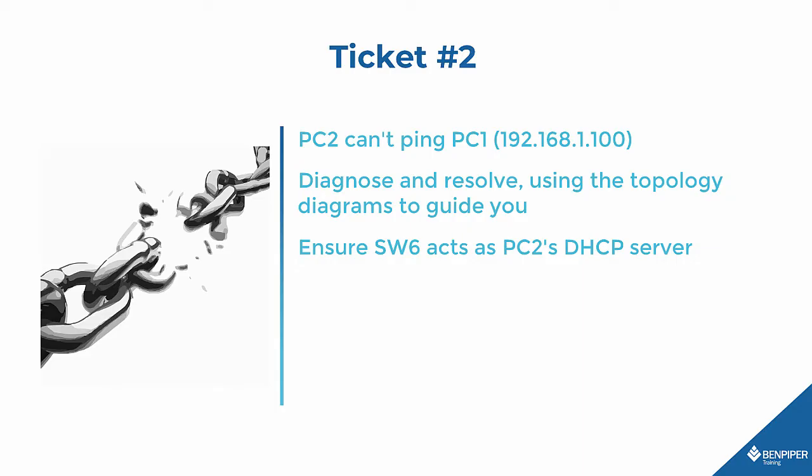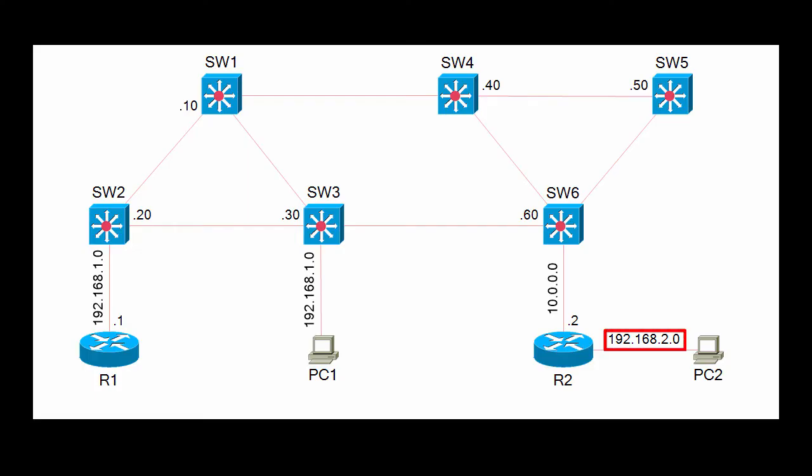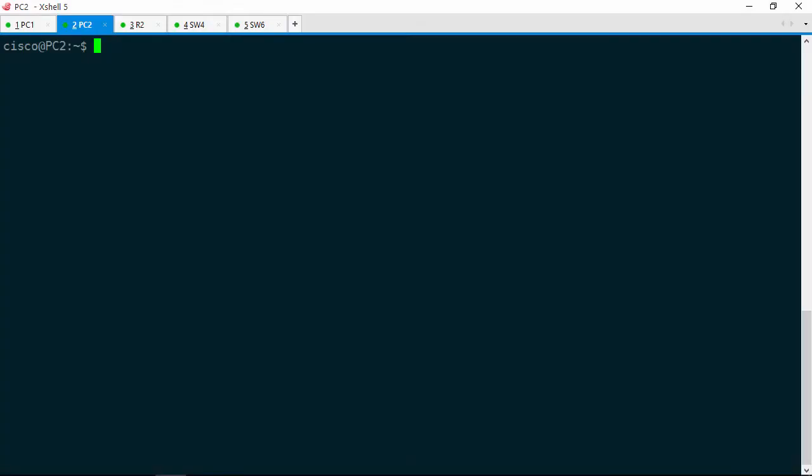Alright, let's look at the layer 3 diagram. PC2 is connected to R2 on the 192.168.2.0 subnet. So, let's go ahead and jump over to PC2. Alright, here we are on PC2. Let's go ahead and try pinging PC1 192.168.1.100, and the network is unreachable.